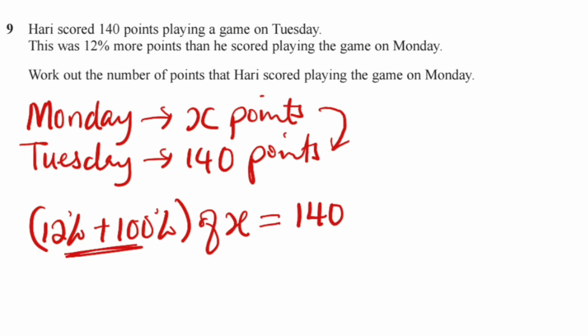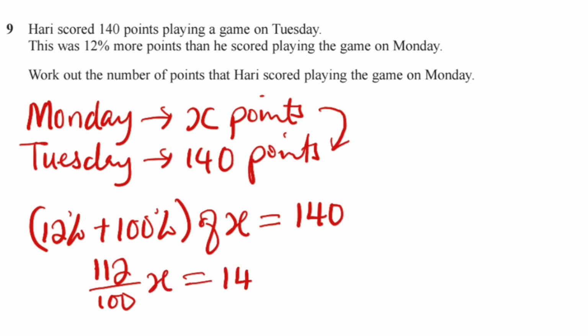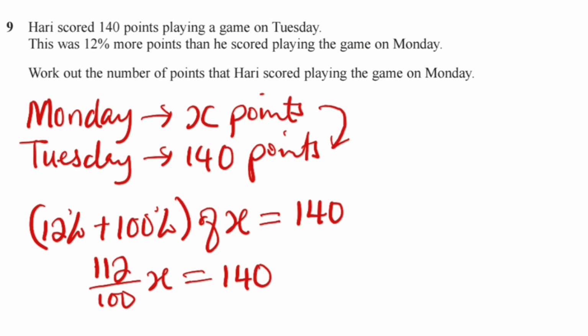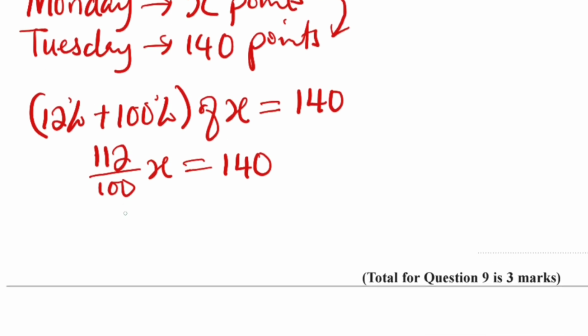If you add this together, you get 112. 112 divided by 100, that is 112% multiplied by x. This is equal to 140. But remember, we are looking for x, which stands for the number of points he scored on Monday. So you can simply multiply both sides by the reciprocal of this number. So x will equal 140 multiplied by 100 divided by 112, right?